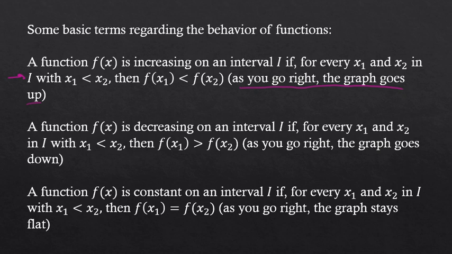And then lastly, a function f of x is constant on an interval I if for two x values with x1 being less than x2, then f of x1 equals f of x2. Again, the long and complicated way of saying as we move right, the graph stays flat. The function stays flat. Doesn't go up, doesn't go down at all.